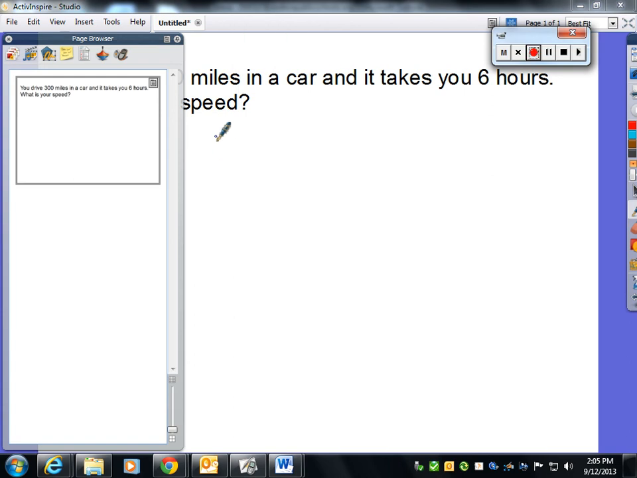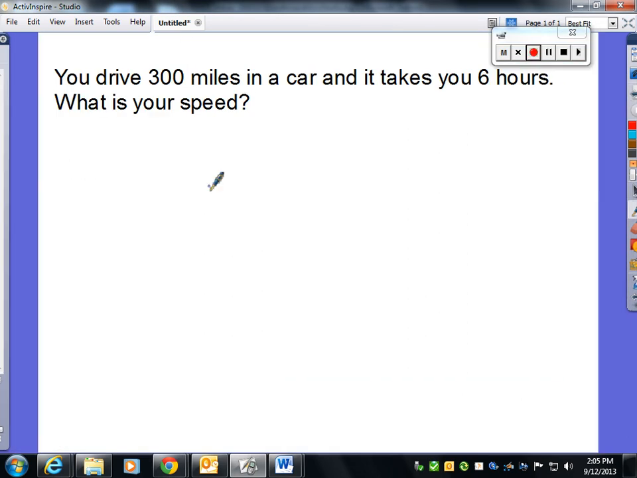Alright guys, so this is going to be the solution for solving speed. So you see the question up there. You drive 300 miles in a car and it takes you 6 hours. What is your speed? So the first thing we need to do is understand what the equation is.